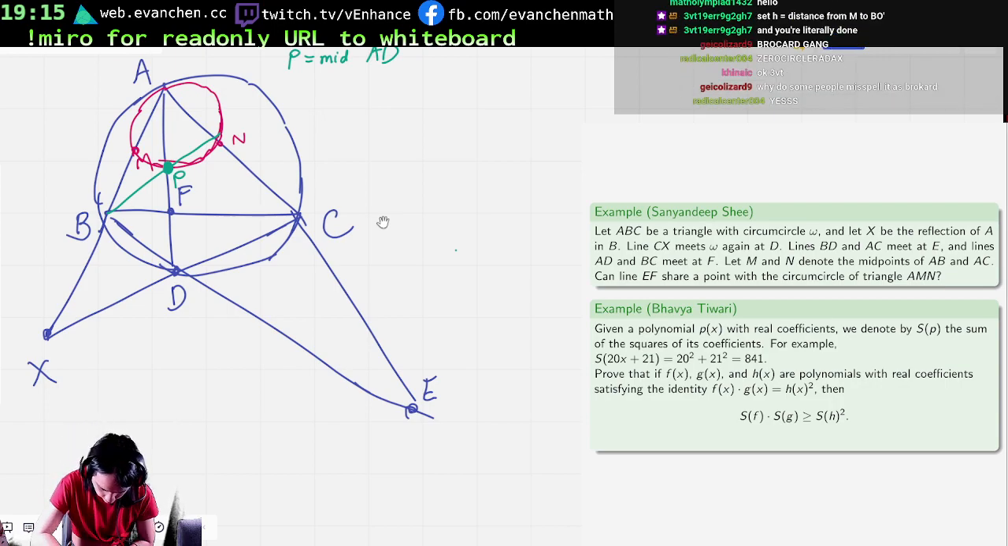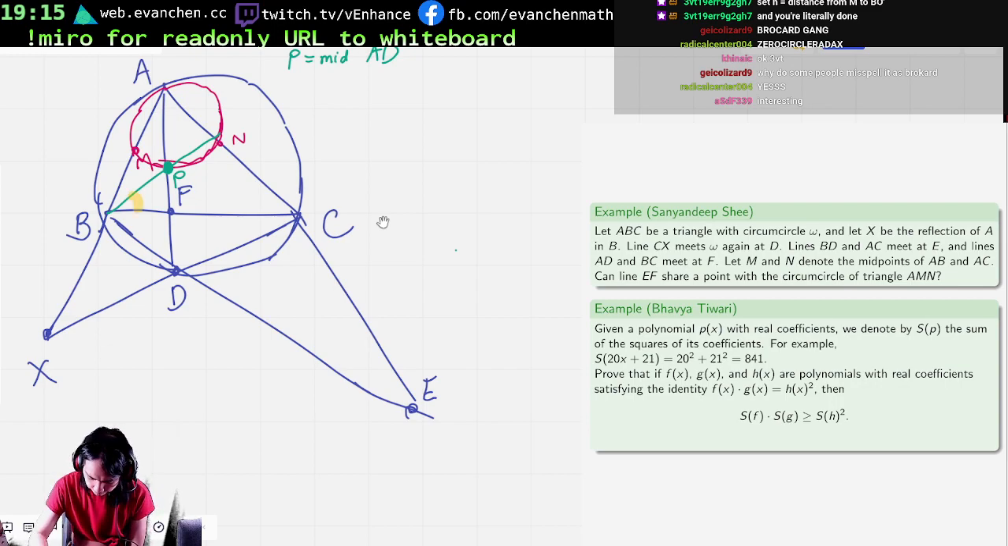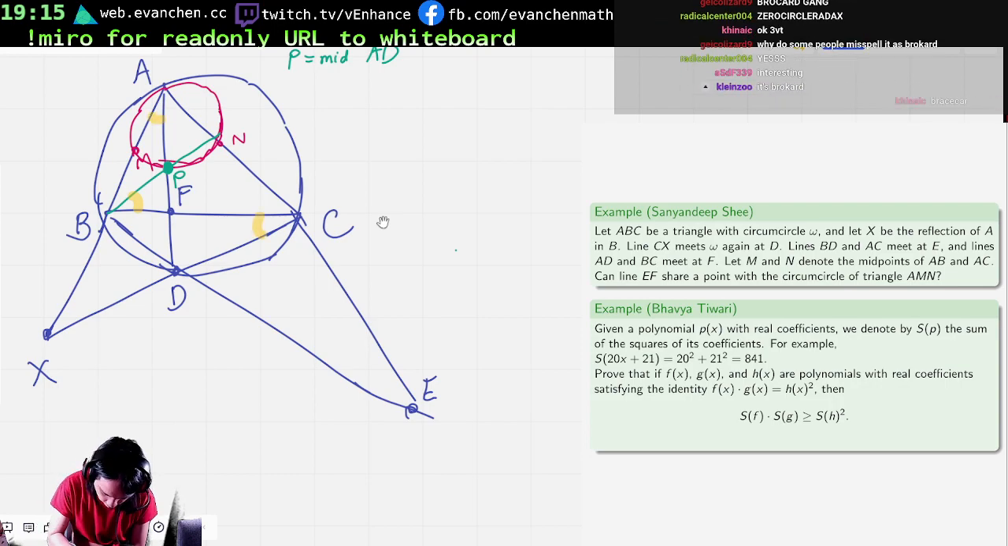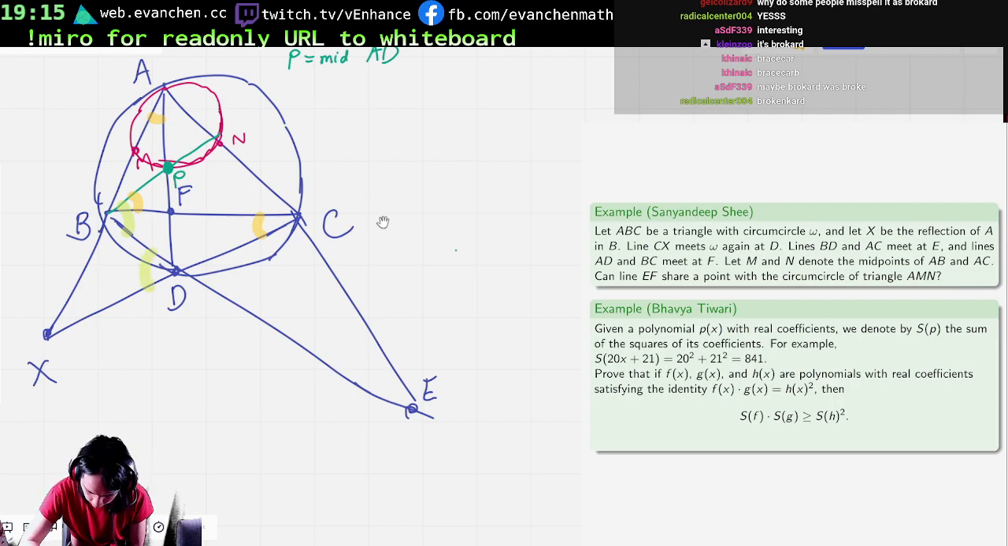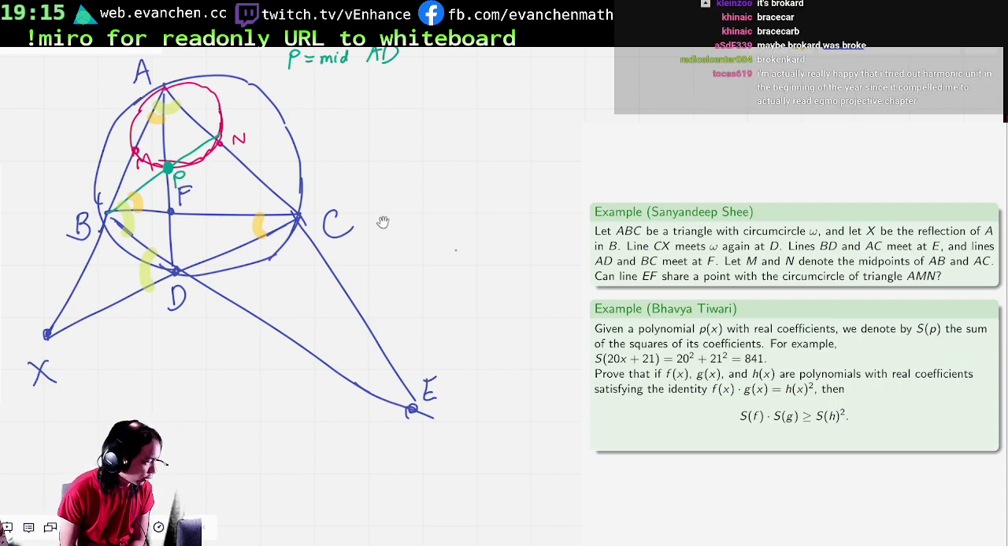Okay, so we first note that this angle here, because of the parallel lines, is equal to this angle here, is equal to this angle here. Also, there's more equal angles. Where does it go? This angle here is, again, because of the parallel lines, equal to this angle here. I'm gonna get this wrong. Equal to this angle here. So 3 sets of equal angles. Sorry, 2 sets.